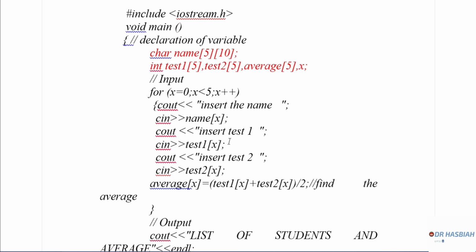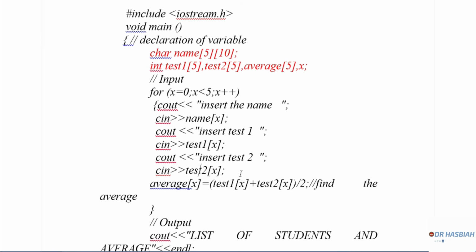then the test 1 for the first student, the test 2 for the first student. After that, you can calculate the average of the tests for this student. Average X, okay, if X refers to 0 for the first student, okay, test 1 X, test 1[0] plus test 2[0] divide by 2, because now we want to know the average of the test, okay. So you get average X, the average for the X here. If X is 0, average 0, okay, test 1[0], test 2[0].